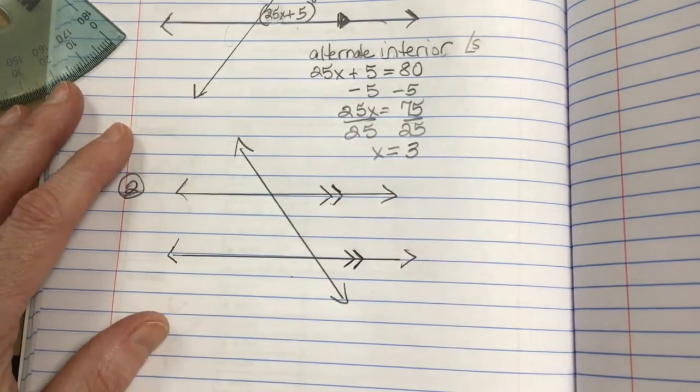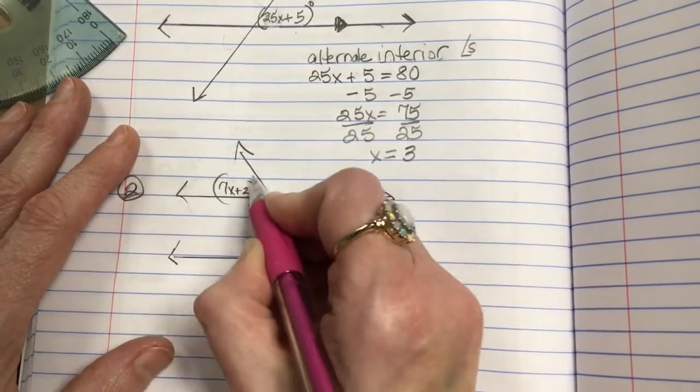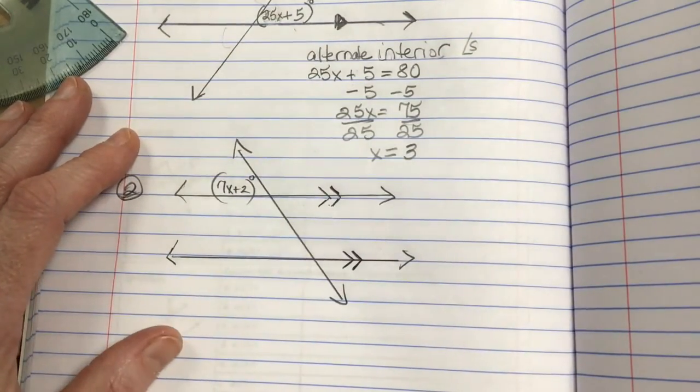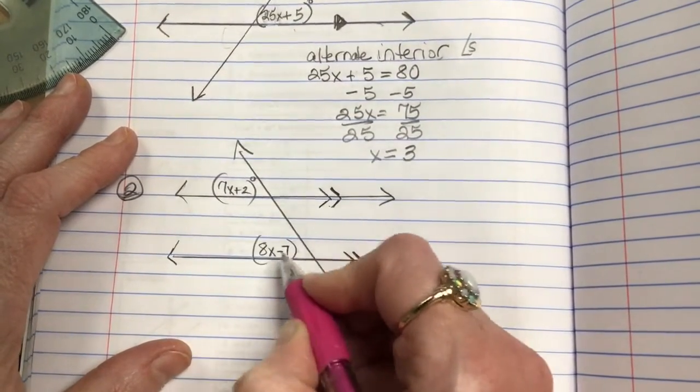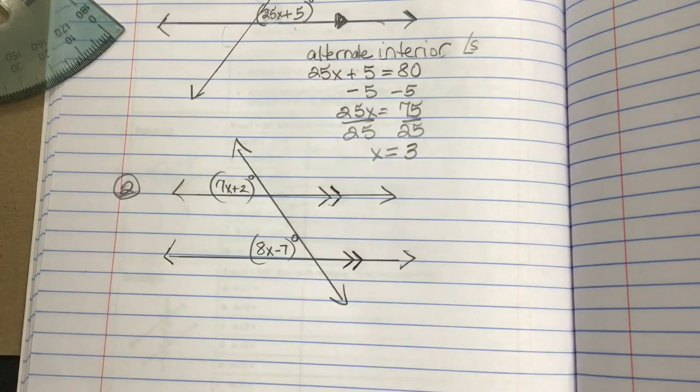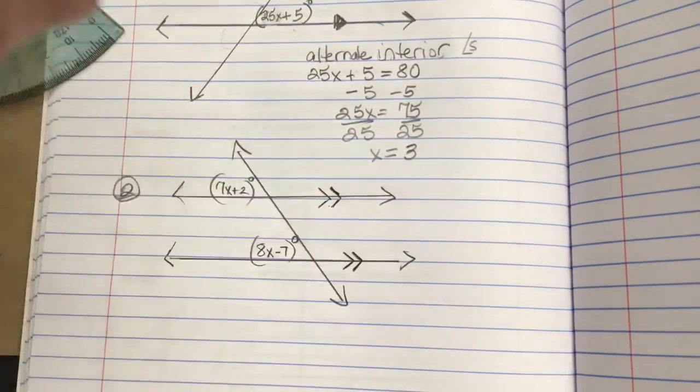So we're going to make this one up here 7x plus 2 degrees. And we're going to make this one right here 8x minus 7. Now what is this one? Now be careful. They're in the same position. You pick them up, it's just like copy, paste. It's in the same position.